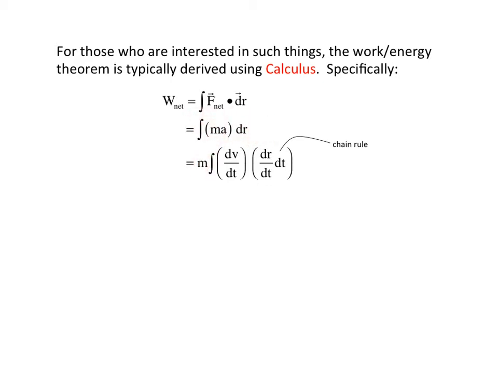The m comes out. a is just the change in velocity with time, dv dt. dr can be written via the chain rule as dr dt times dt. Notice that you can cancel the dt's out and you're back to having dr, so that's a perfectly reasonable and respectable relationship for a displacement. This is also basically saying if you think of dr dt as a velocity, then taking a velocity times a time is going to give you a displacement. So this chain rule is perfectly kosher.